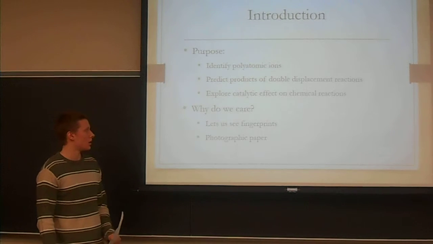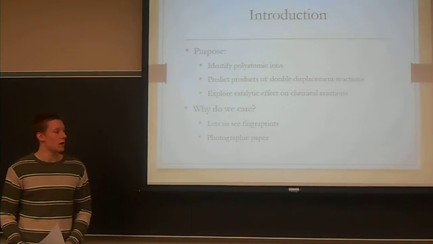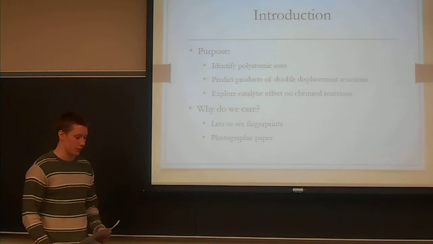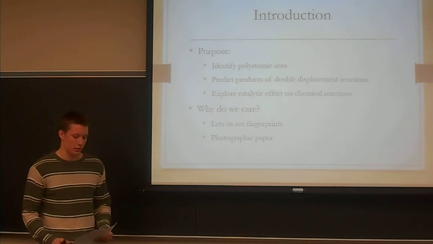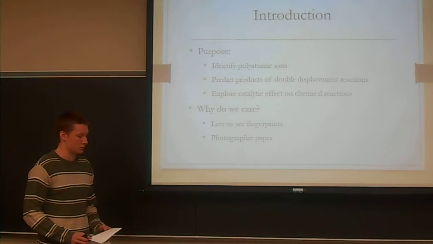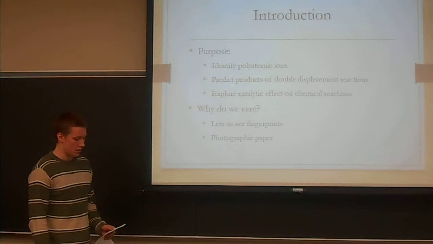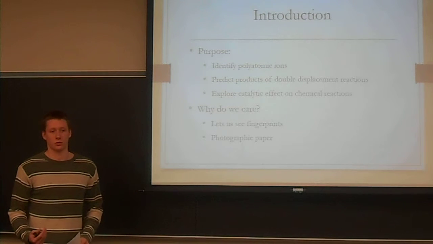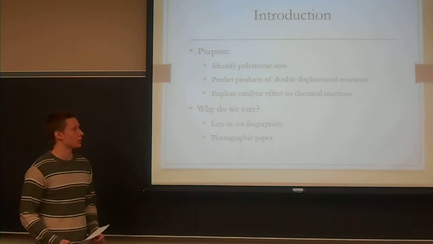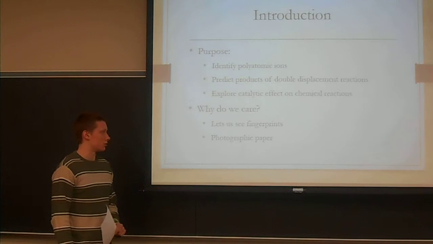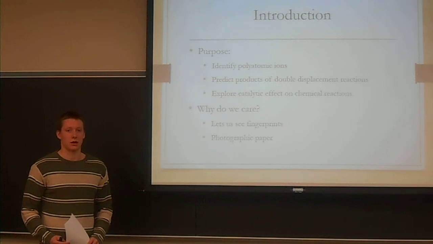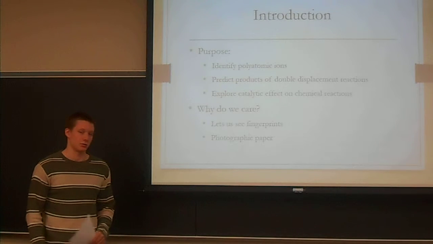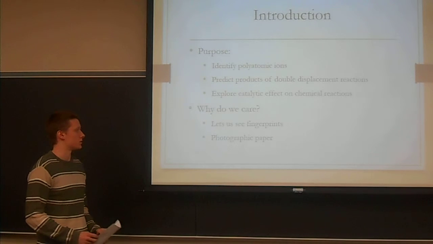And why do we care about my reaction? It allows us to see fingerprints. Sodium chloride is present in most fingerprints, and if mixed with silver nitrate, silver chloride is produced. Exposing the silver chloride to sunlight or ultraviolet light makes the silver chloride visible, therefore you can see the fingerprints that were left. It can also be used in photographic paper, although it's not a common use. It is possible. The silver chloride is reduced by photons and it forms an image.